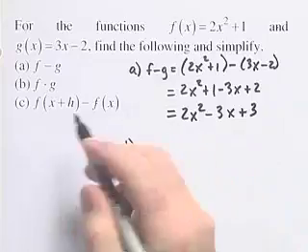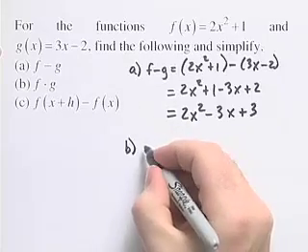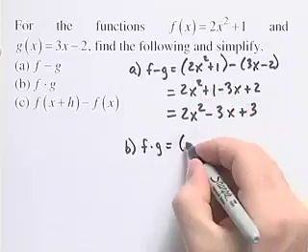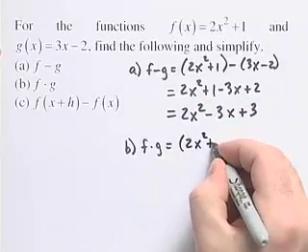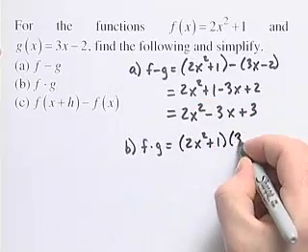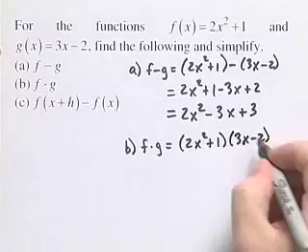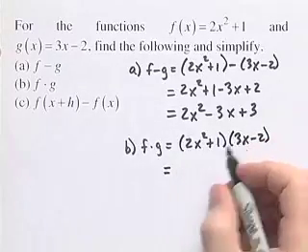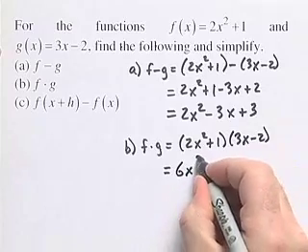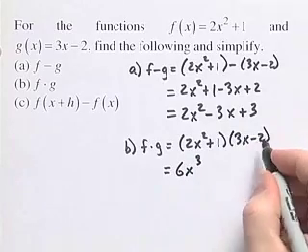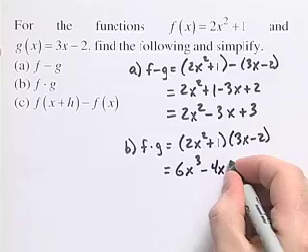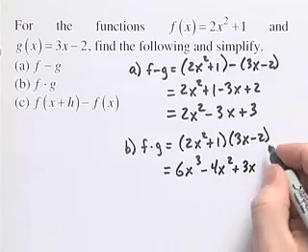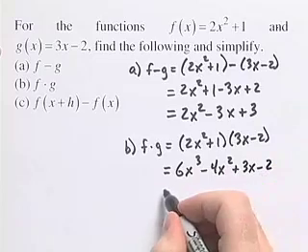For part B, we want the product of the two functions. So f times g, again we want to use parentheses as we write our functions down, (2x squared plus 1) times (3x minus 2), so that we distribute correctly. We can use the FOIL method. 2x squared times 3x will be 6x cubed. 2x squared times negative 2 is minus 4x squared. 1 times 3x is plus 3x, and 1 times negative 2 gives us minus 2.